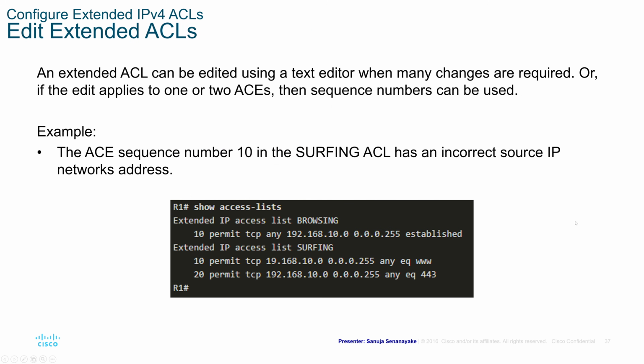So how do you edit extended ACLs? An extended ACL can be edited using a text editor when many changes are required, or if the edit applies to one or two access control entries, then sequence numbers can be used. In this example, the ACE sequence number 10 in the surfing ACL has an incorrect source IP network address, right here.